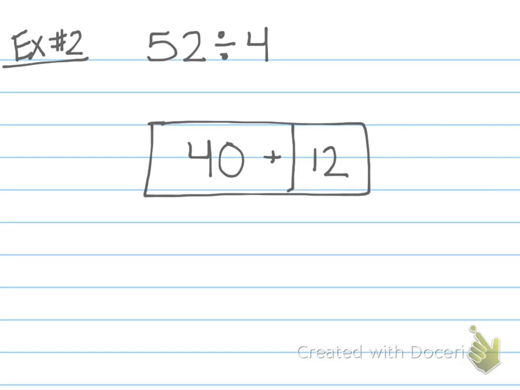Then I'm going to place my divisor 4 to the left of my rectangle, my model, and then divide 40 by 4, which is 10. Always write my addition symbol as well. And think to myself, how many times does 4 go into 12? 3 times. Again, 10 and 3 are my partial quotients.